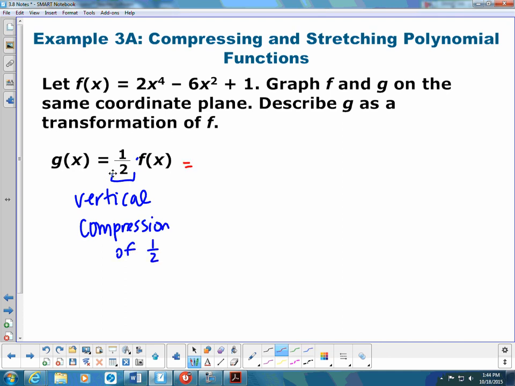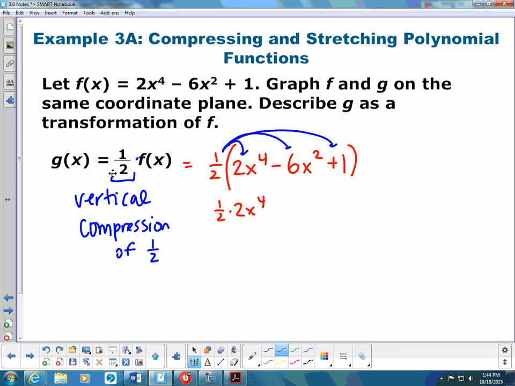Well, to find g, I will have 1/2 multiplied by f of x. So multiplied into 2x to the fourth minus 6x squared plus 1. To figure out the simplified version of g of x, I'll distribute a 1/2 to each term here. In the first one, 1/2 times 2x to the fourth, well, 1/2 times 2 will just give us 1x to the fourth. And then next up, we'll have a negative 1/2 times 6x squared, but 1/2 times 6 we know is a 3, so minus 3x squared. And then finally we'll have plus 1/2 multiplied by 1, which will just leave us with positive 1/2.